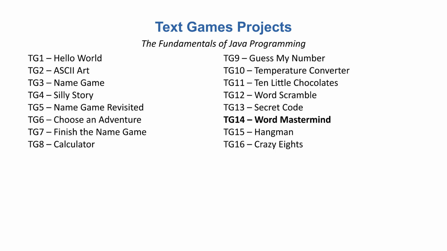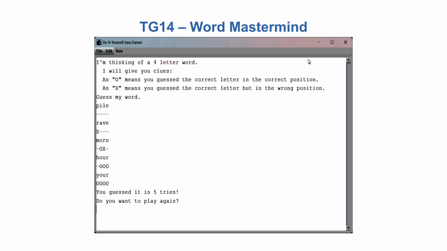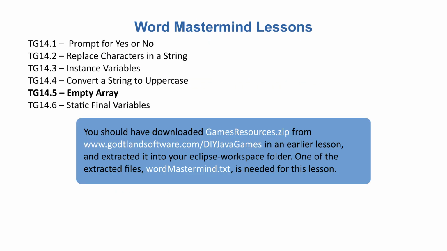We're currently working on the 14th project, TG14, Word Mastermind. The goal in the Word Mastermind game is to guess a 4-letter word. A clue will contain an O for each correct letter you guessed in the correct position, and an X for each correct letter you guessed in the wrong position, like this. This is lesson TG14.5, where you'll learn to declare an empty array so you may fill the contents of that array later.